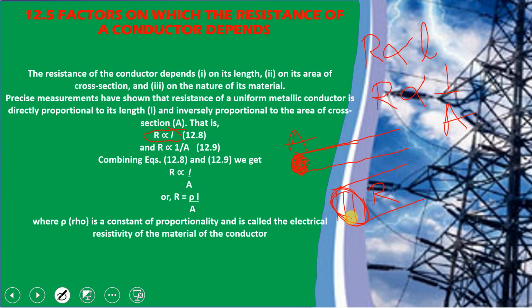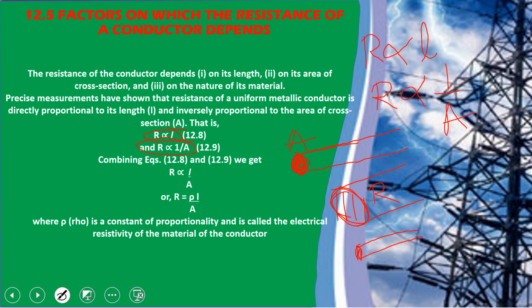Now we are using a very small wire. If the area of cross section is decreased, the resistance will increase. Understand? So it is inversely proportional to what? It is inversely proportional to the area of cross section. That is what is mentioned here.